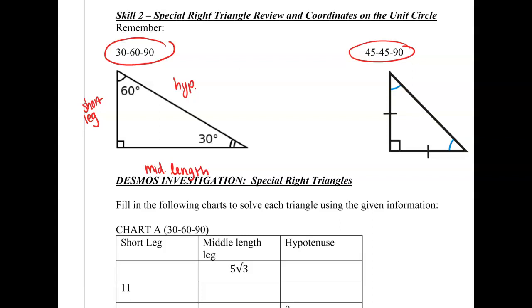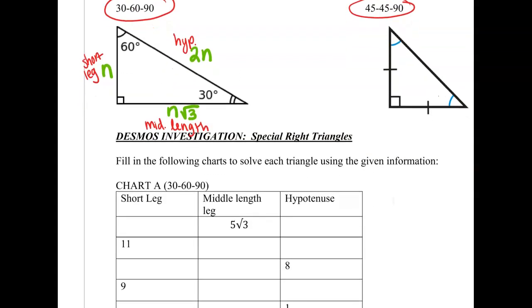And you guys found a pattern for them. I'm going to use n to represent the pattern. If you knew the number that was the short leg, you knew that you could get the other leg by taking that number and timesing it by the square root of 3. Or you could find the hypotenuse by doubling the short leg. In other words, timesing the short leg by 2. So, some examples here of how this works.